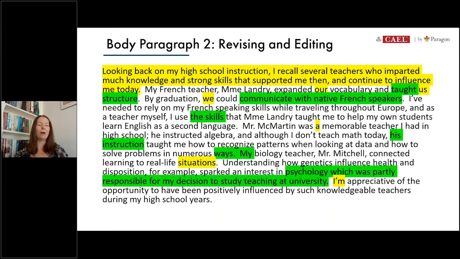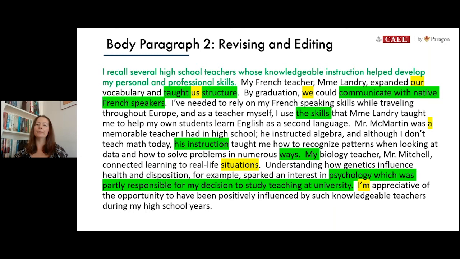So let's start with that awkwardly written topic sentence. You can see how long it is. And some of that language, words like imparted much knowledge and strong skills, that just sounds awkward. It's not my writing style, to be honest. So I'm going to rephrase that entire sentence, and I'm going to make it shorter, more concise, and more direct to the point. So the green bolded words here represent my revised edition. I now say, I recall several high school teachers whose knowledgeable instruction helped develop my personal and professional skills. That's much better. I hope you agree, I think, than my first attempt. So we'll leave that and continue on.